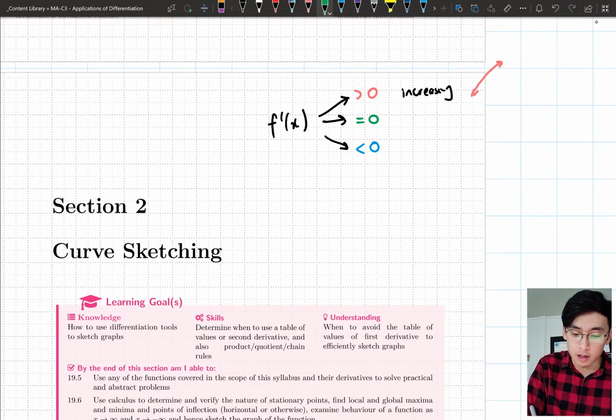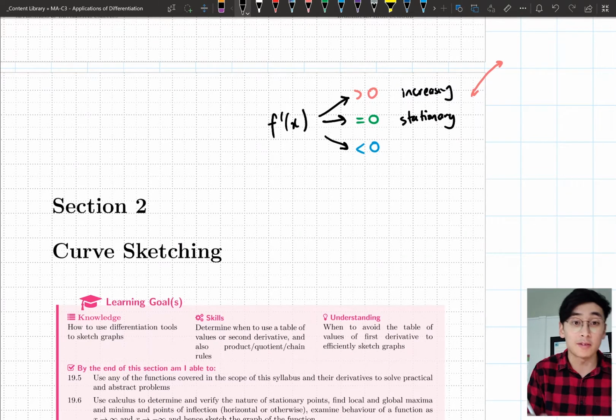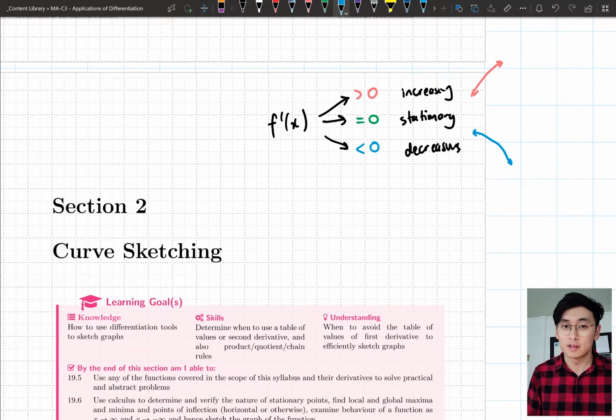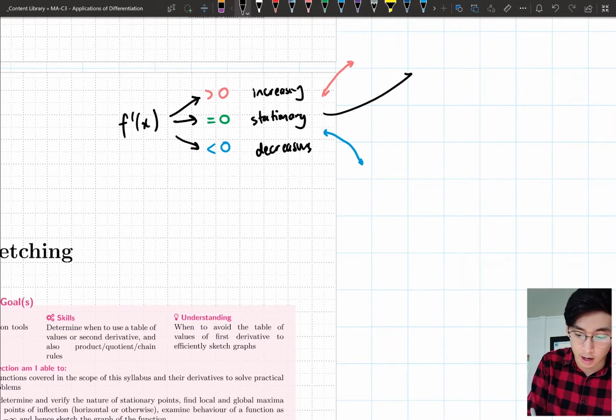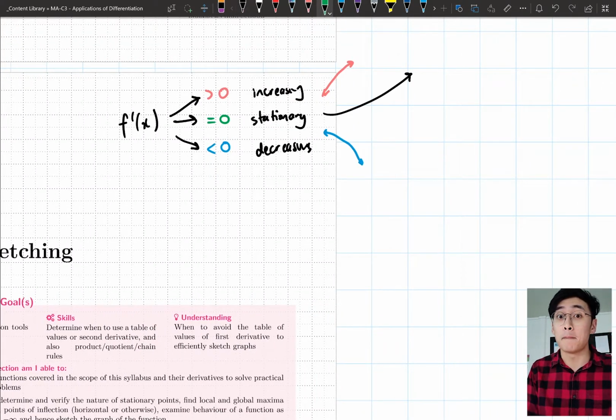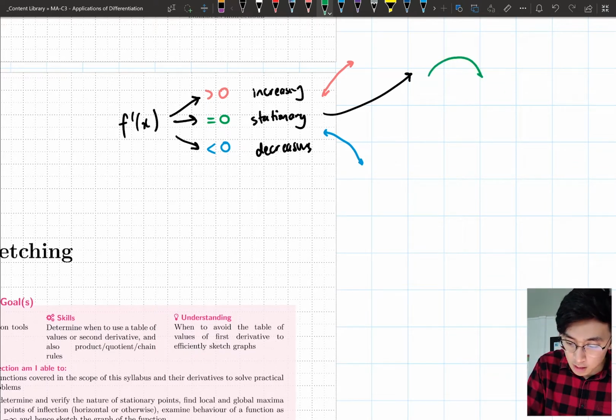If it's equal to 0, it was stationary. And we also talked about a few different types of stationary points, and we'll get to that in a moment. If it's less than 0, it is decreasing, so going from top left to bottom right. We also talked about how if the graph is stationary, there's three main types of stationary points. You can have a local maximum, so if you're at the peak of a graph, this is our local max.